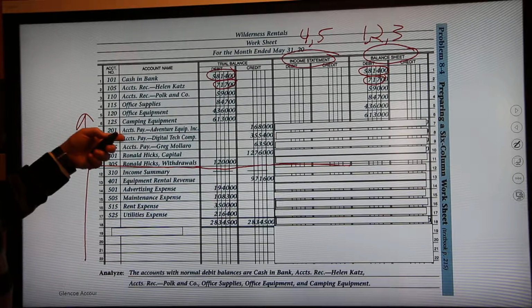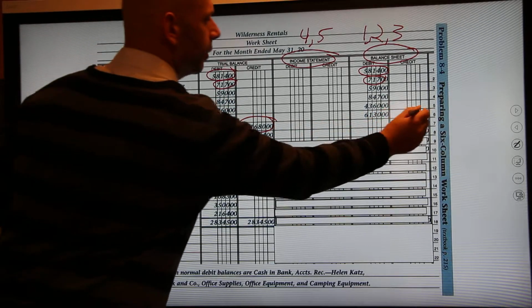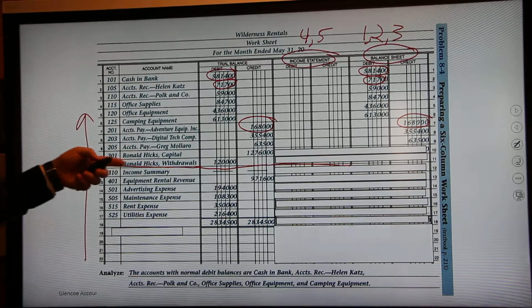Accounts payable, it's a liability, right? Goes on the balance sheet. Accounts payable, liability, goes on the balance sheet. If it's a credit here, it would also be a credit here. Okay? Keep going.